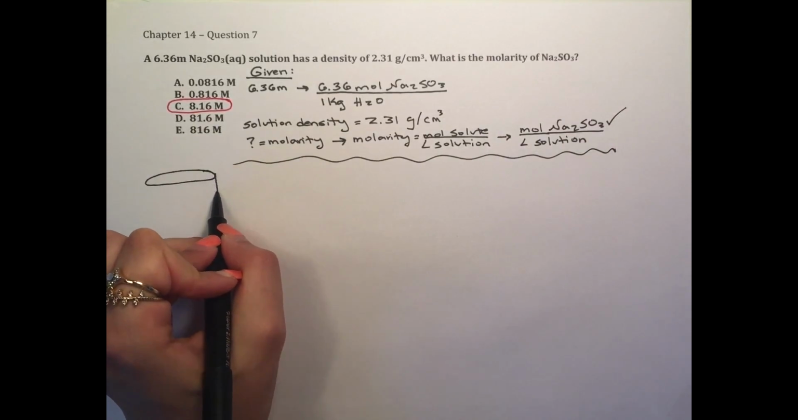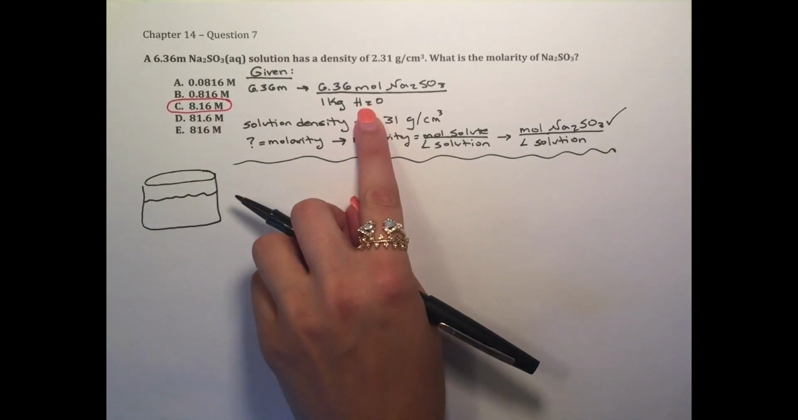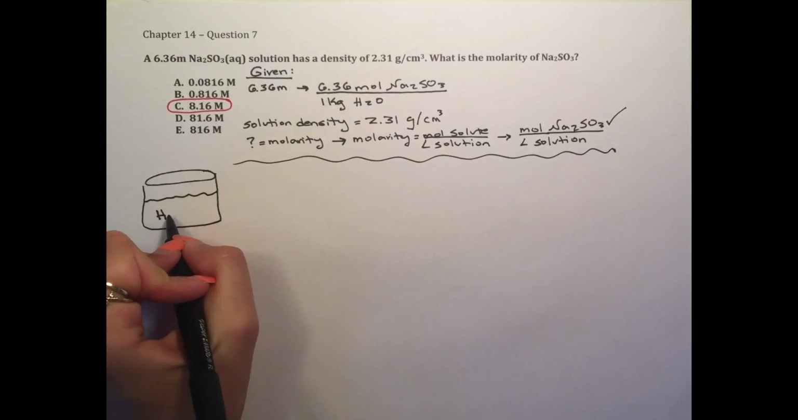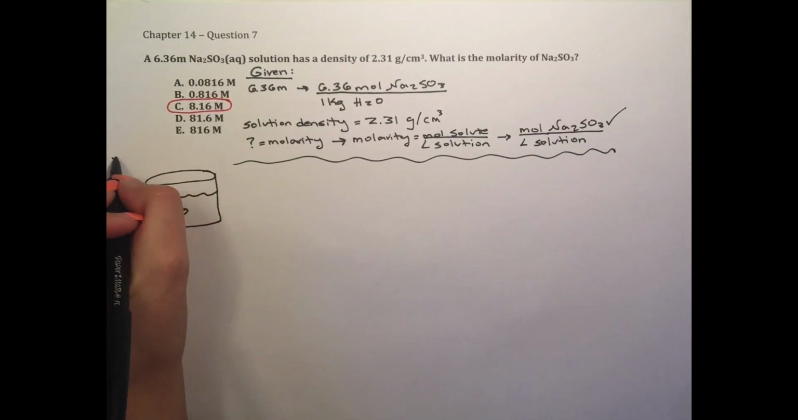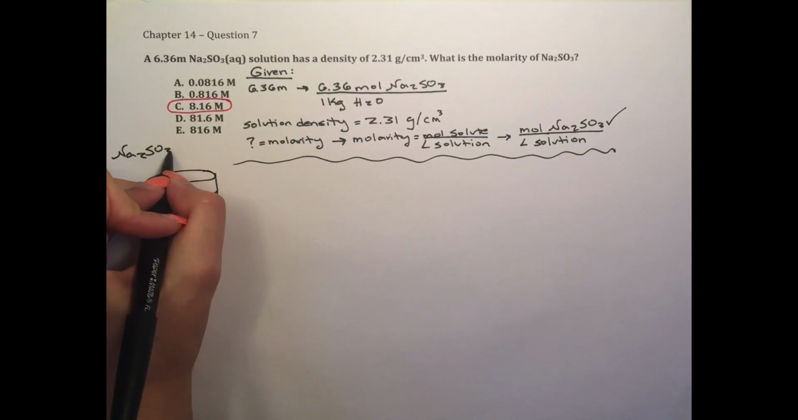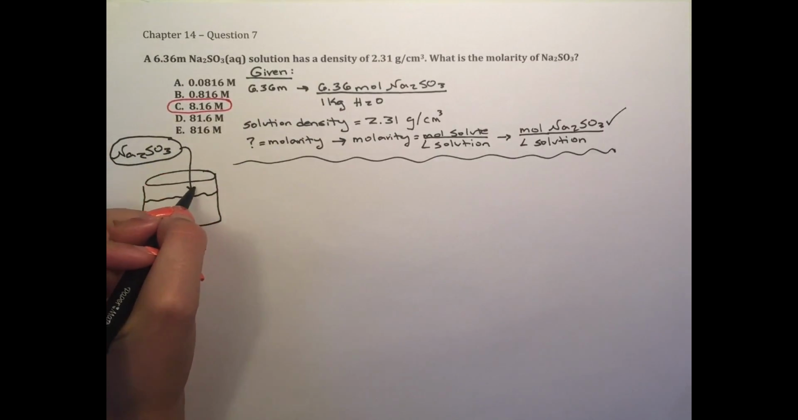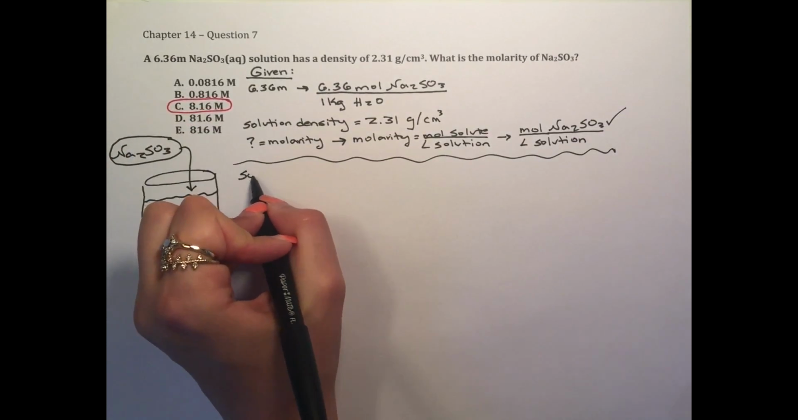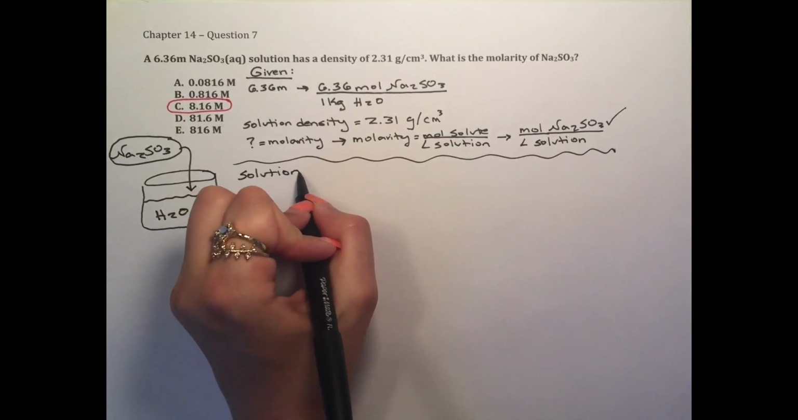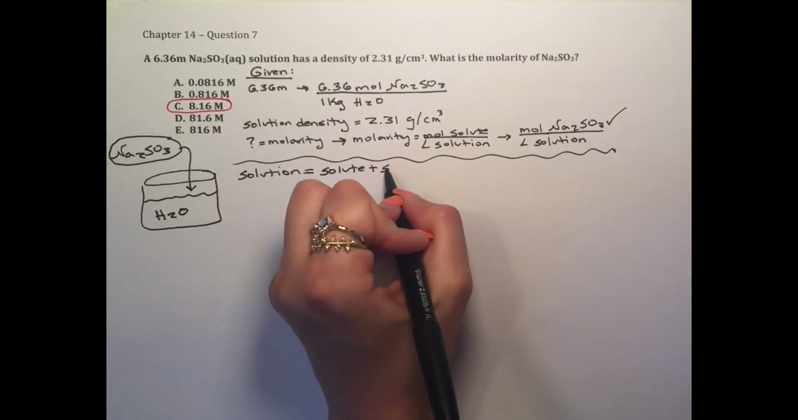So first, let's just, as usual, draw out what our solution is. Let's give ourselves this container filled with liquid, and this liquid is our solvent, which in this case is water. And our solute that is being added to the water is Na2SO3. So now we know what our solution looks like. From this, what we see is that a solution equals a solute plus a solvent.